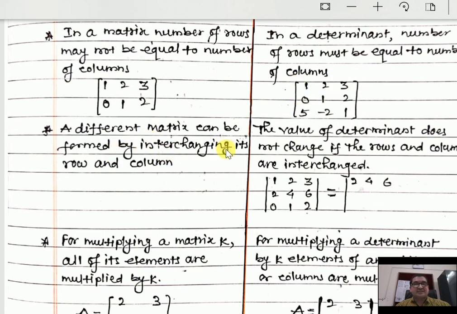A different matrix can be found by interchanging its rows and columns. Means in a matrix you can change a row and column. The value of the determinant does not change if rows and columns are interchanged. In a matrix, if you interchange rows and columns, you will get a different matrix. But in determinants, if you change, there is no change in the value. Means the determinant does not change.